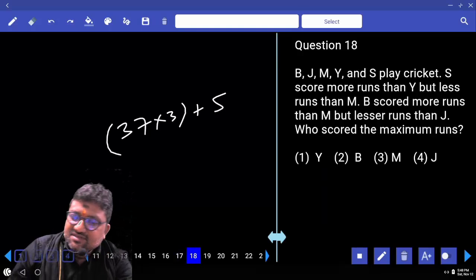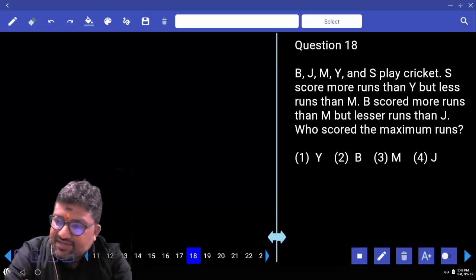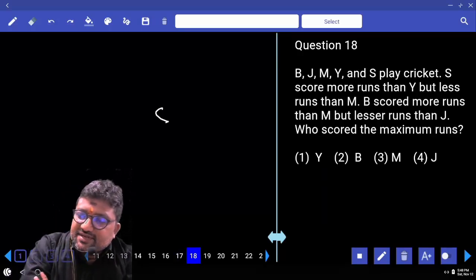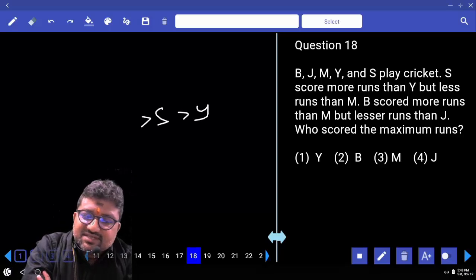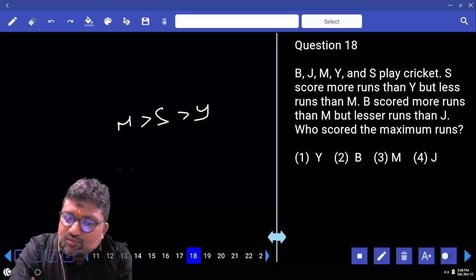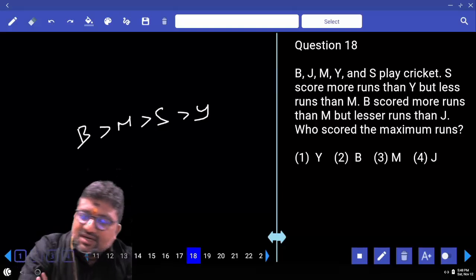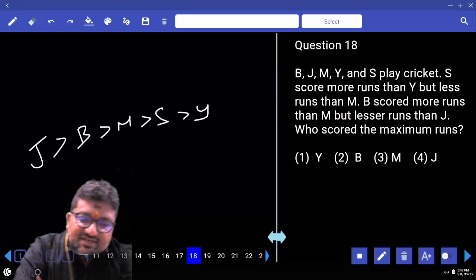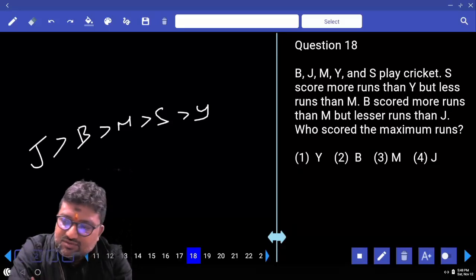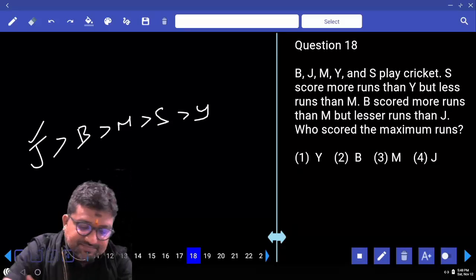Done, 116. B, J, Y, M and S play cricket. S scores more than Y but fewer runs than M. B scored more runs than M. B is scoring more runs than M but fewer runs than J. I've got the information about all the 5. Who scored the maximum runs? J.